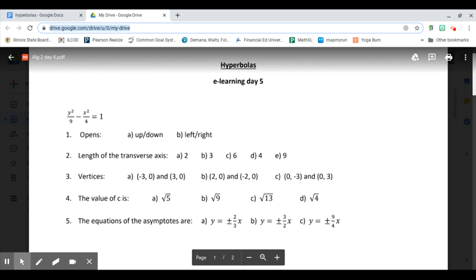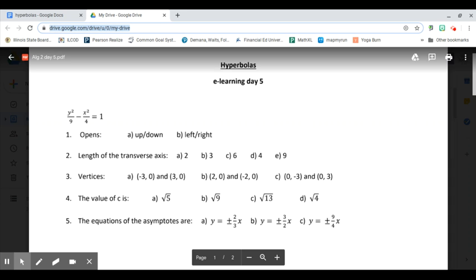All right, so our first equation is y squared over 9 minus x squared over 4 equals 1. And I have 5 questions. We're going to go through these one at a time, and I'll pause while you take a minute to think about the answers. Okay, so number 1, how will this open? A, up and down, or B, left and right?